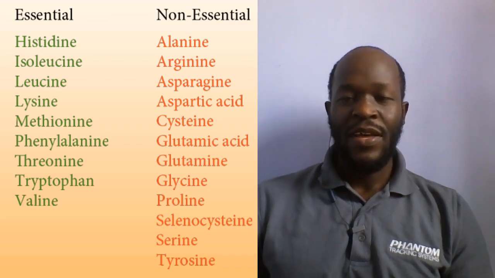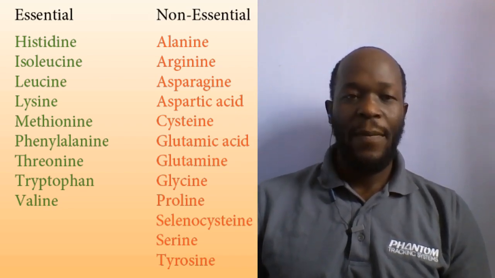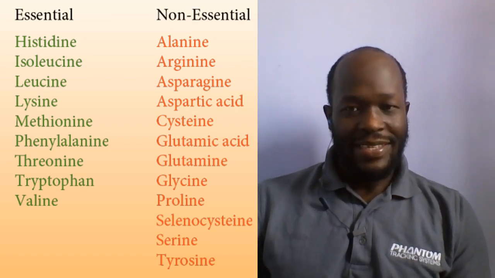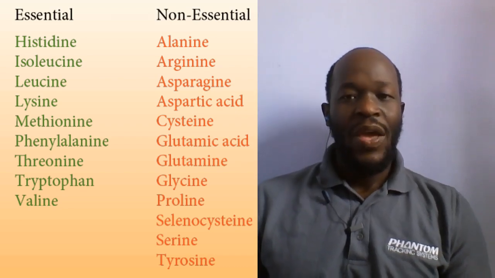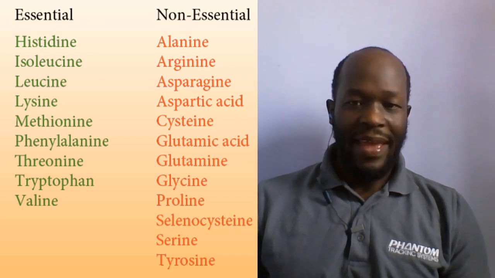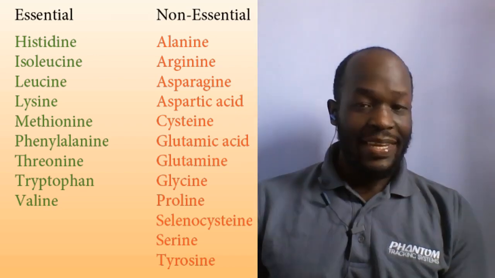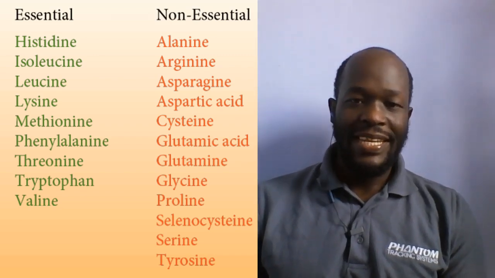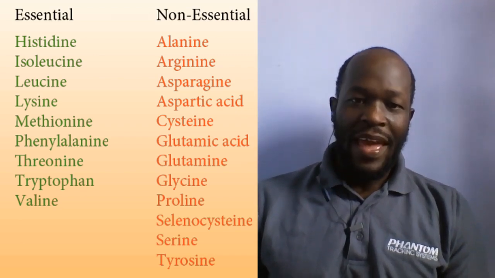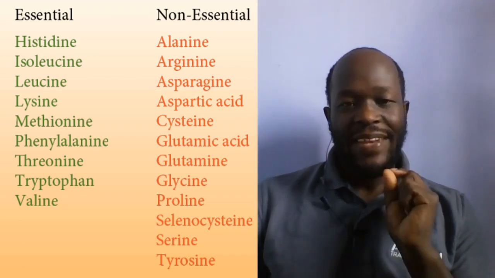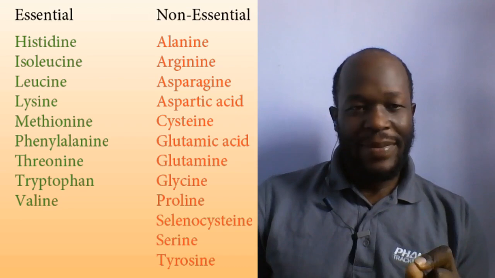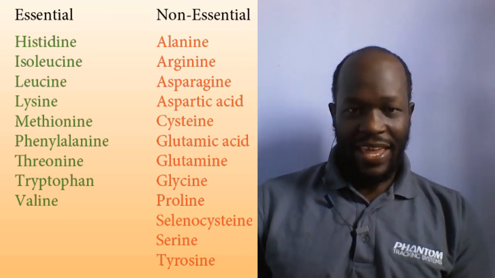Keep on practicing. Non-essential amino acids include alanine, arginine, asparagine, aspartic acid, cysteine, glutamic acid, glutamine, glycine, proline, serine, and lastly tyrosine. And we also have non-protein amino acids, which we shall see when we discuss the urea cycle.